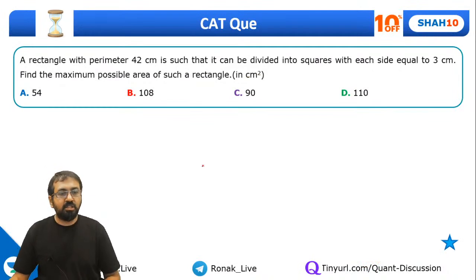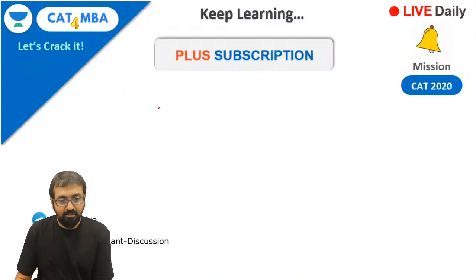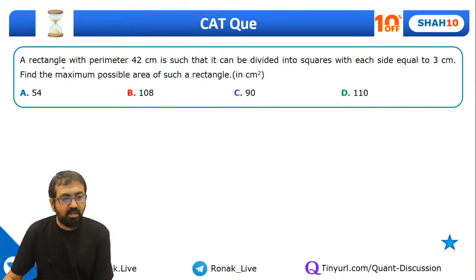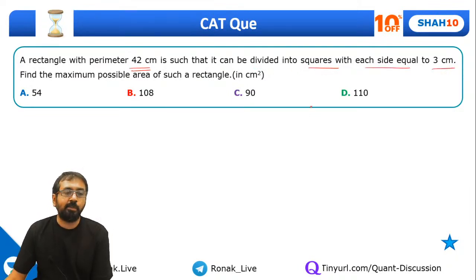Fine. So here comes another question, and this is a good question, everyone. A rectangle with perimeter 42 is such that it can be divided into squares with each side equal to 3 centimeter.